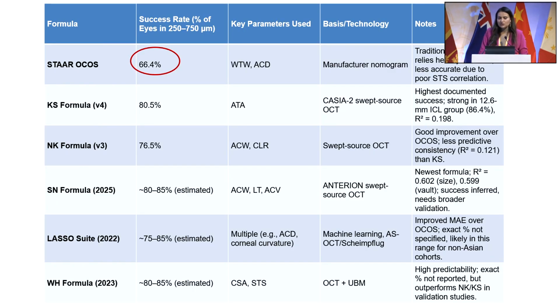So based on these new parameters, you have now many new formulae, such as the KS formula, the NK formula, SN formula, the Lasso suite, and the WH formulae. Most of these newer formulae have actually shown that the success rate of achieving successful vault is comparatively much higher compared to the STAR OCOS formula.